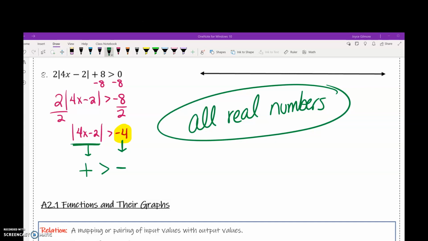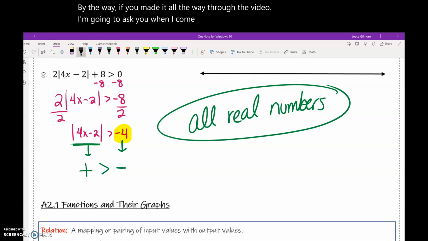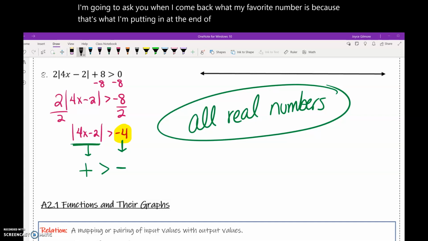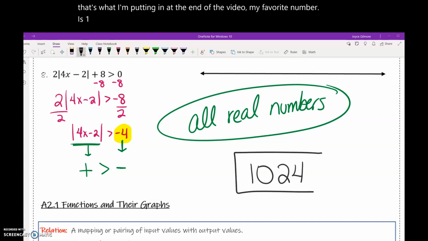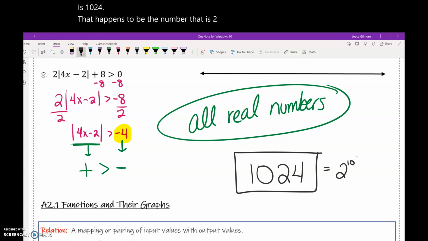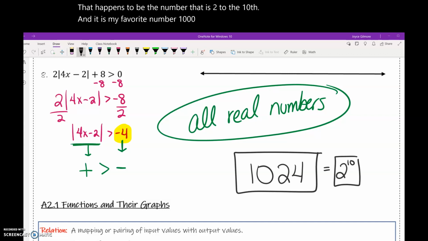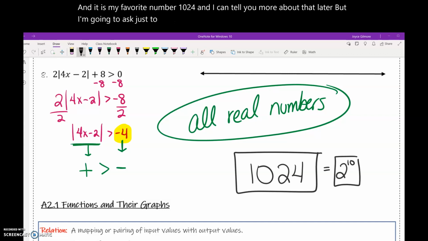By the way, if you made it all the way through the video, I'm going to ask you when I come back what my favorite number is, because that's what I'm putting in at the end of the video. My favorite number is 1024. That happens to be the number that is 2 to the 10th, and it is my favorite number, 1024. And I can tell you more about that later, but I'm going to ask just to see how many of you got to the end of the video.